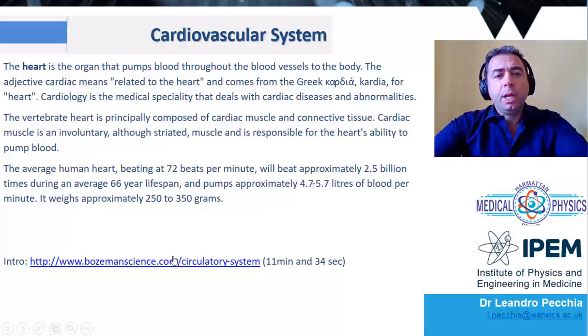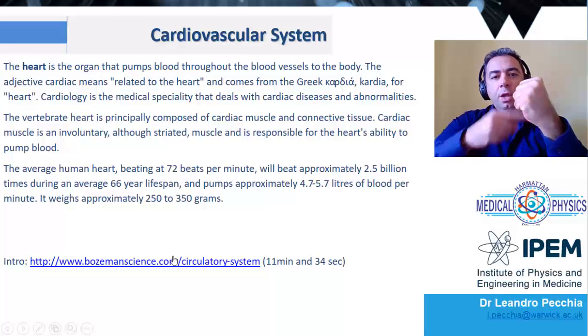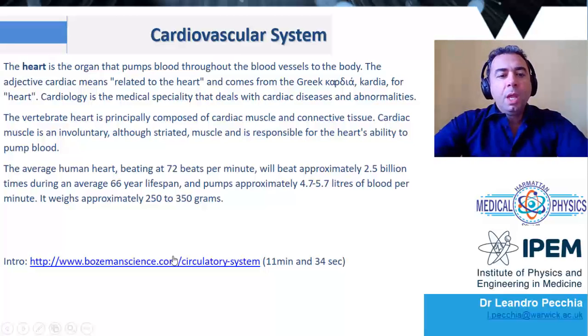In the average human being, the heart beats 70 times per minute, with approximately 2.5 billion beats over the average life of 66 years. And it pumps approximately 5 liters of blood per minute. Its weight is normally between 250 and 350 grams, and we normally say that the heart is more or less as big as your own closed fist.